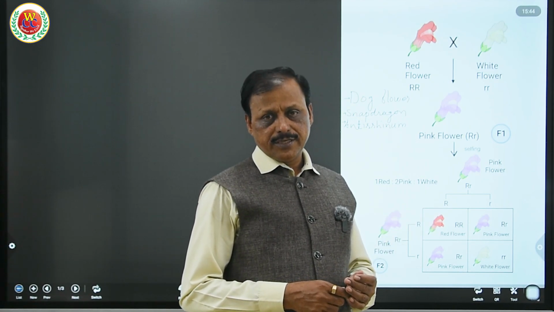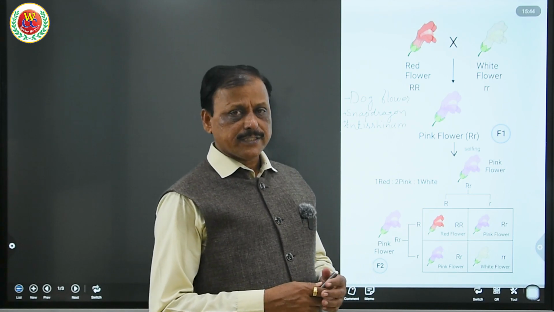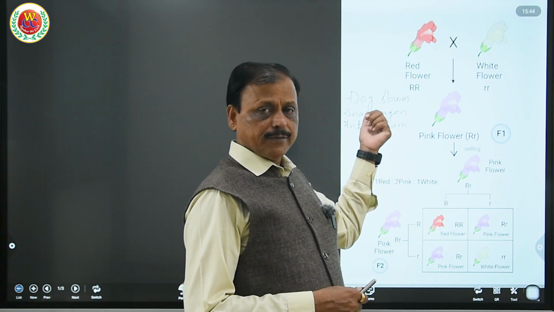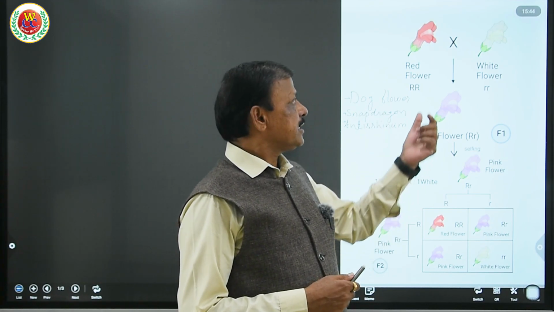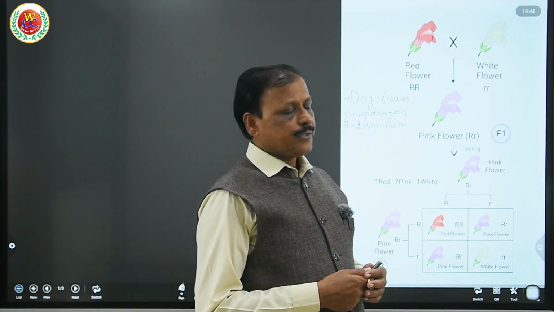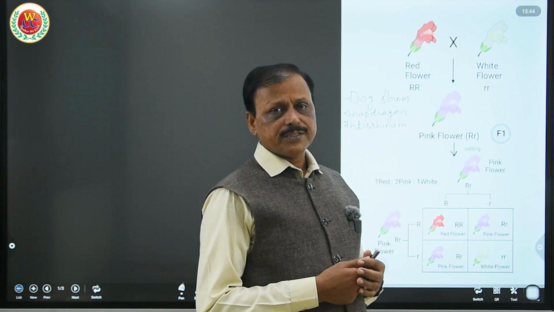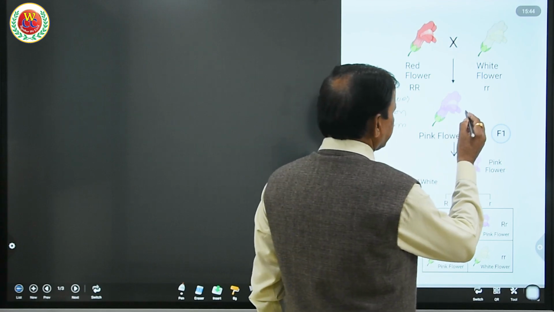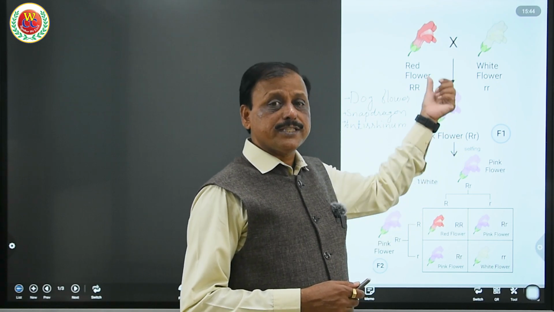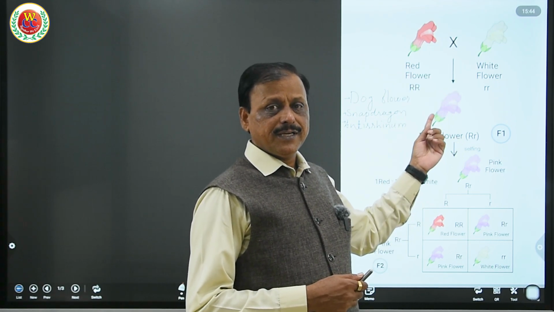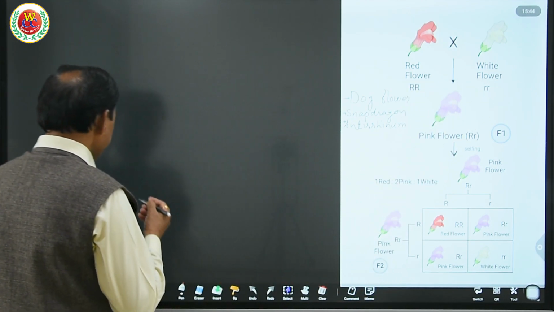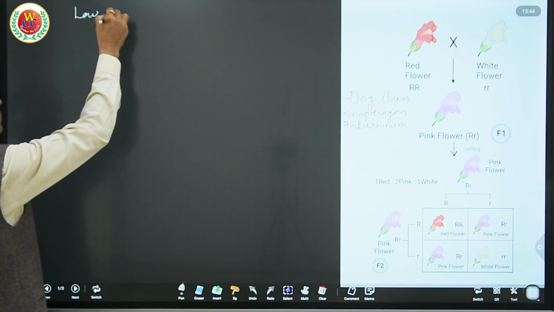to study the law of incomplete dominance. In this experiment, the pea plant is replaced. The example is the same, flower color, but the pea plant is replaced by dog flower, in which two colors of flowers are observed, red and white or slightly whitish. When pure red is crossed with pure white, in the F1 generation pink flowers are observed. That means these pink flowers do not resemble either parent, but appear intermediate to both parents. That shows something incomplete.